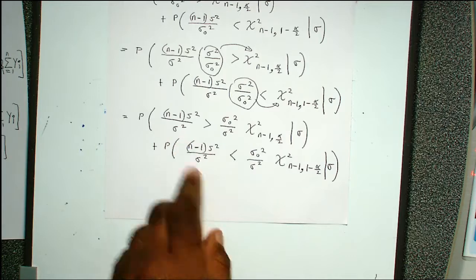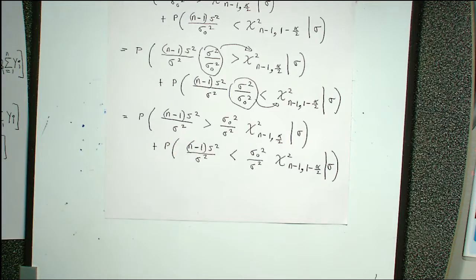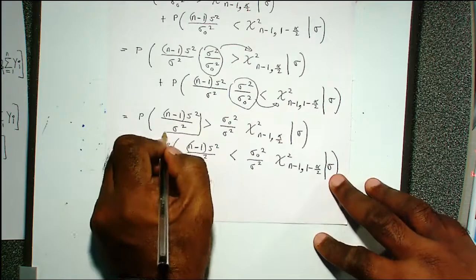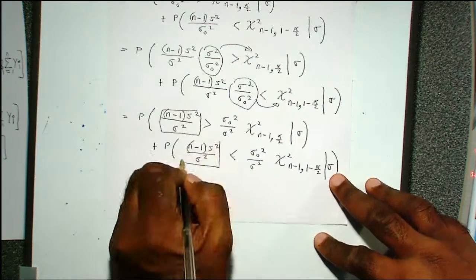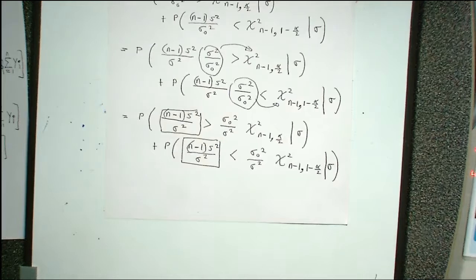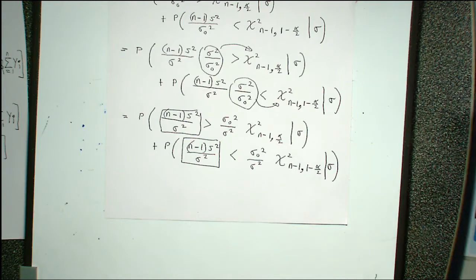Now this is the decision time. Can you tell me what distribution this has? This one and this one. What distribution do they have and why? You must know this by now. Chi-squared, yeah. It's because, guys, remember what we did in the course. Let me show you what it is.